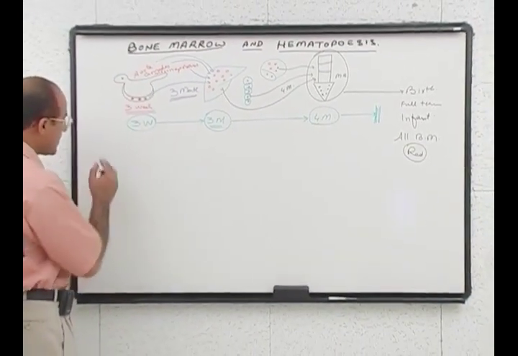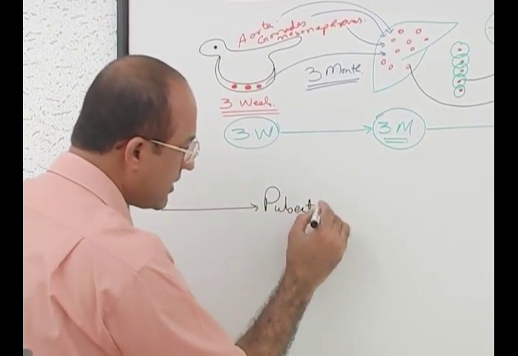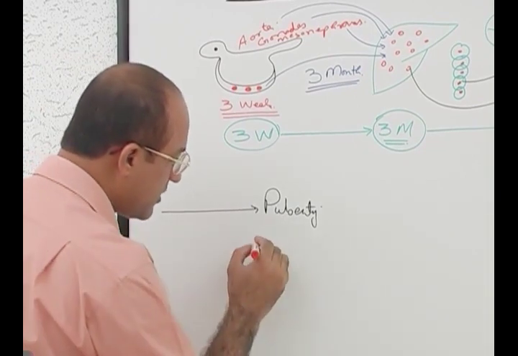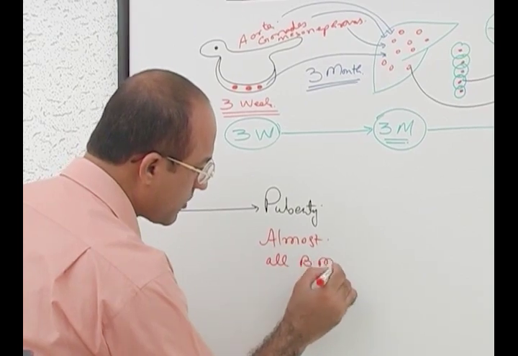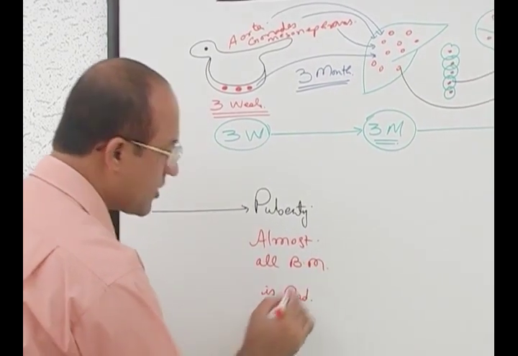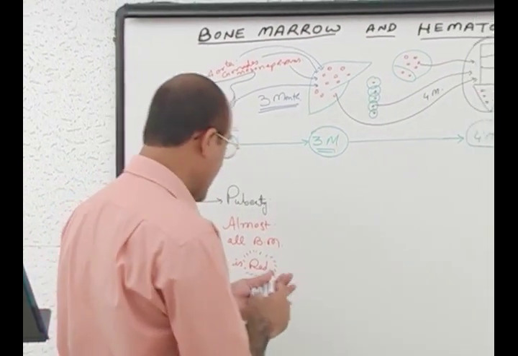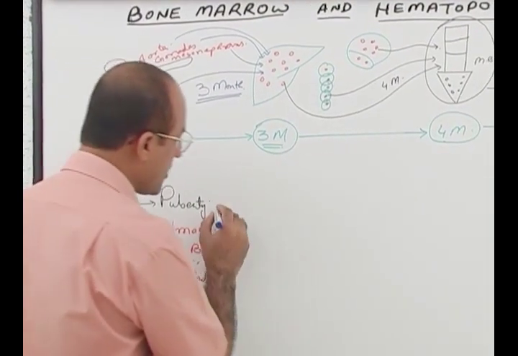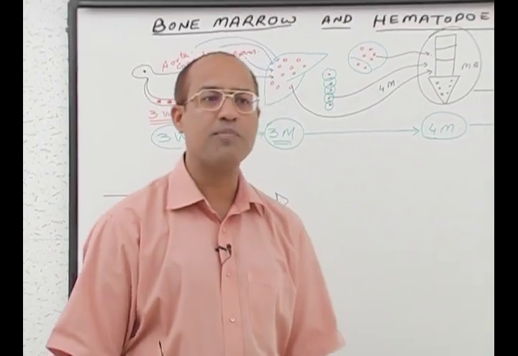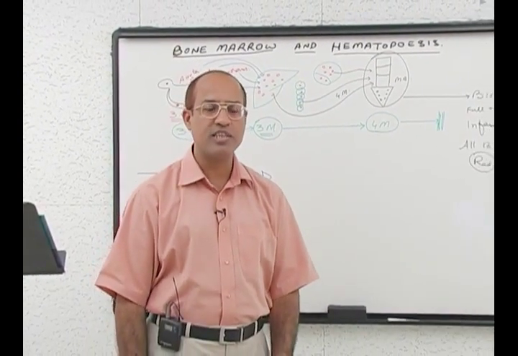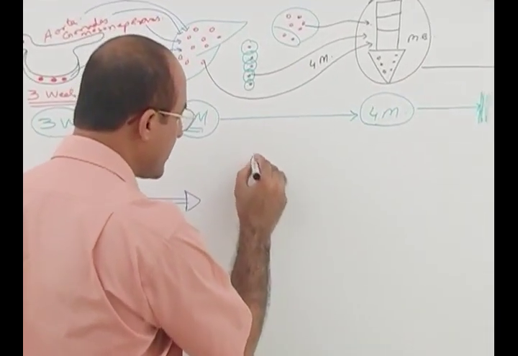Then what happens is that, from the newborn period up to puberty, almost all bone marrow is red. Is that right? It means it is hematopoietically active. But after that, hematopoiesis stops in the long bones and peripheral bones, and around the age of 18 to 20, hematopoiesis is limited to the central or axial skeleton.